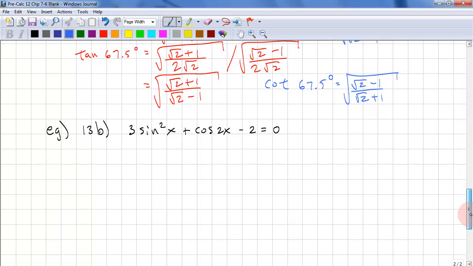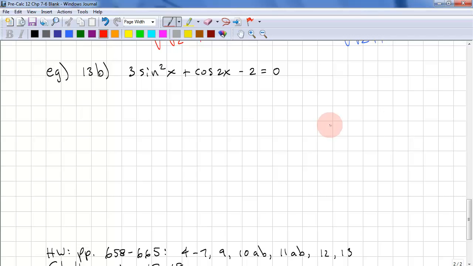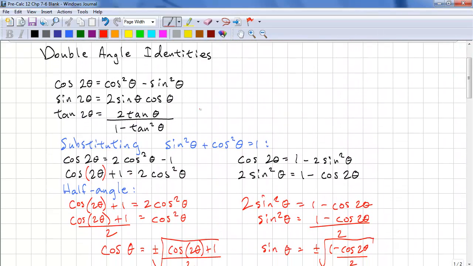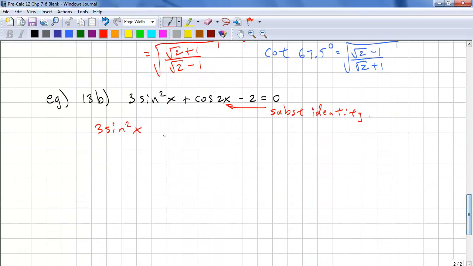Last example, we have sine squared x and we have cos 2x. So the best thing to do is substitute for this identity. So we have 3 sine squared x. And the identity that we want needs to have only sine in it. So it's best to substitute this one in. If we substitute with cosine, that's not going to help us. We need to have a single trig ratio.